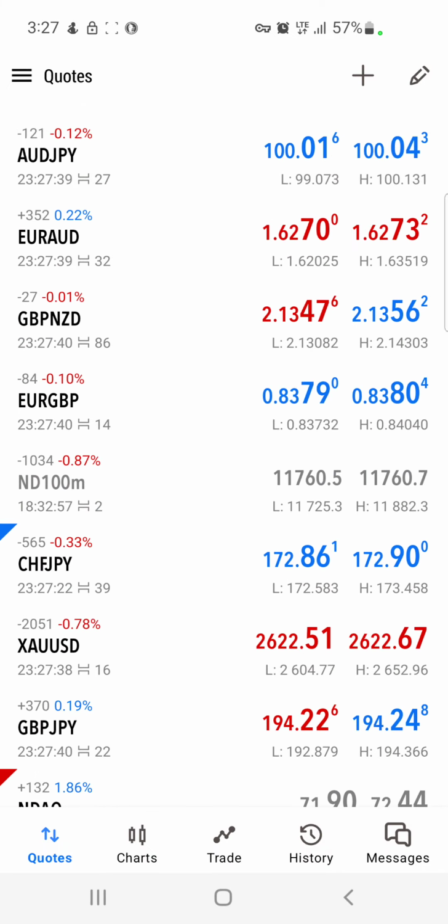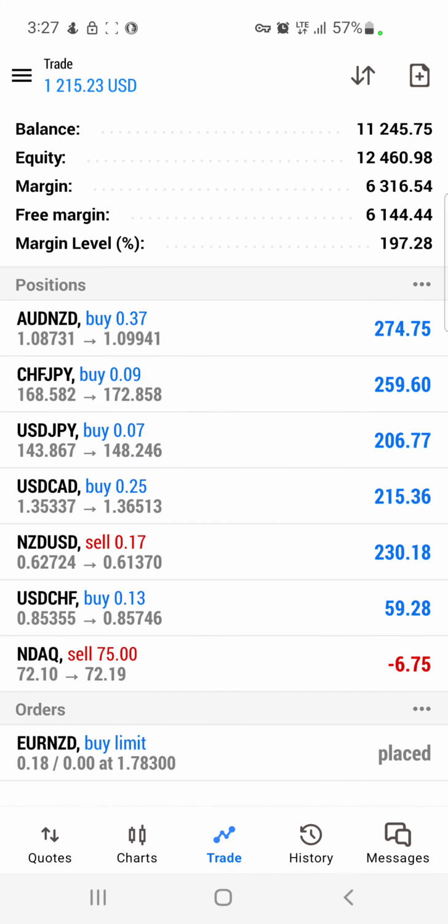And this is the profit I'm currently running on the account. These are the trades that are currently running on the account.